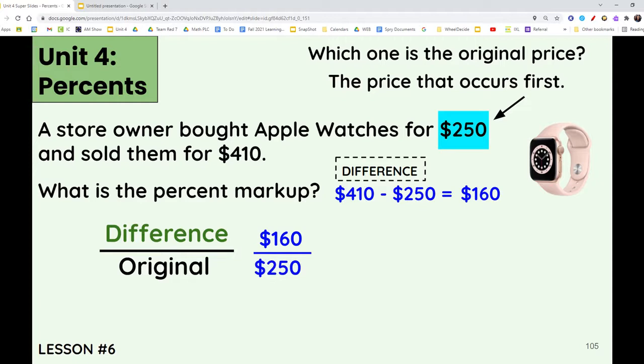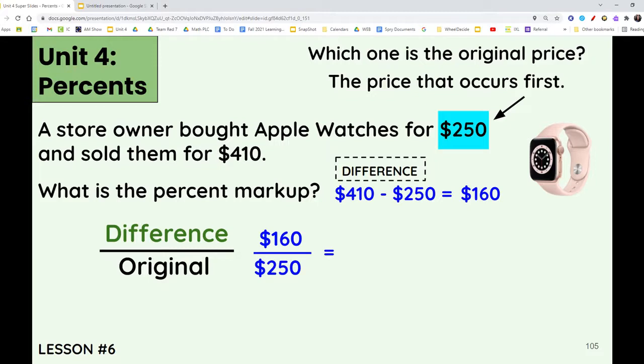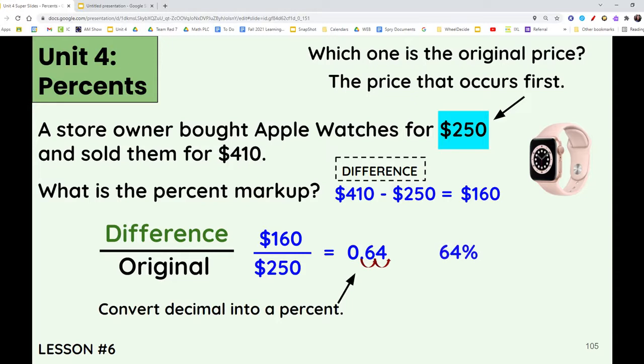Okay, on your calculator, go ahead and divide 160 divided by 250 and see what you get. Okay, you should get 0.64. The last thing we need to do is to turn this into a percent by moving the decimal over once, moving the decimal over twice, and we get 64%.